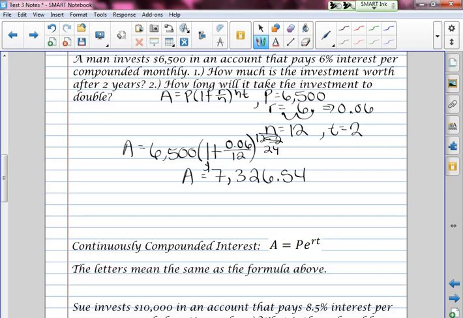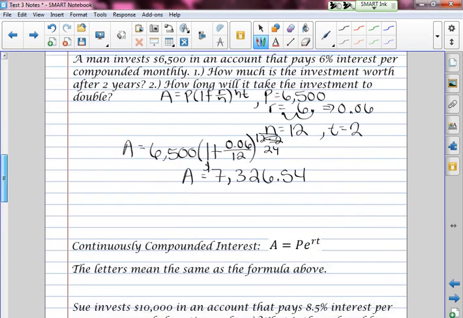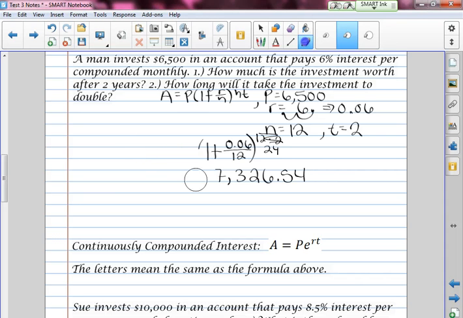So that's when interest is compounded in a specific amount. Now I'm talking about continuously compounded interest. If it's compounded continuously, and it will say the word continuous. Oh, I'm sorry, I forgot to answer the second question in the previous example. I need to do that. So I'm erasing this, and I'm going to answer the second part. My bad.